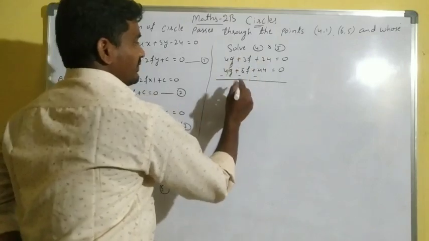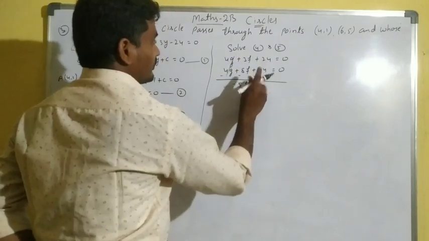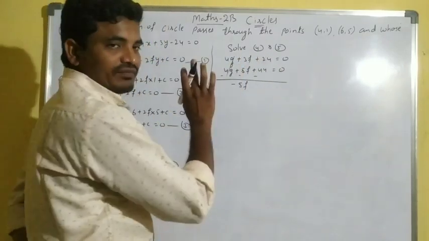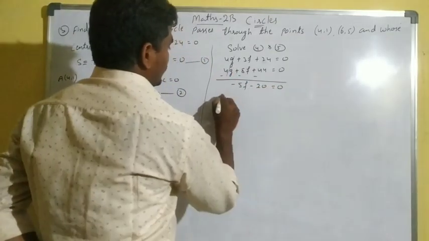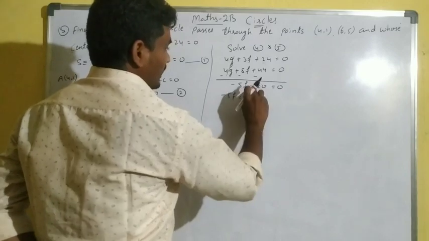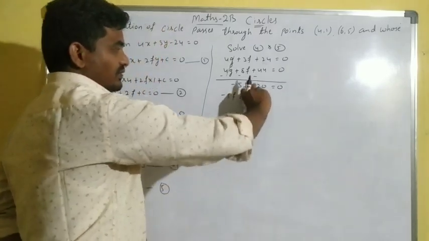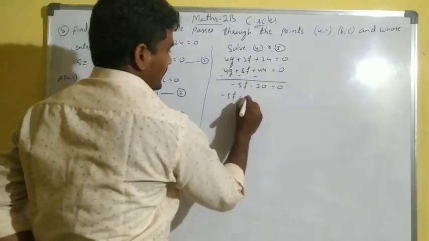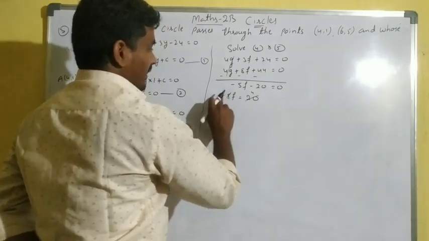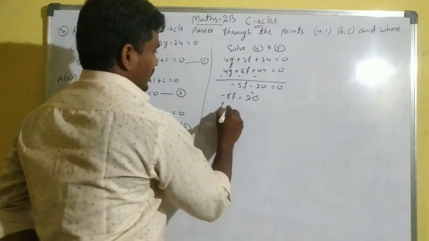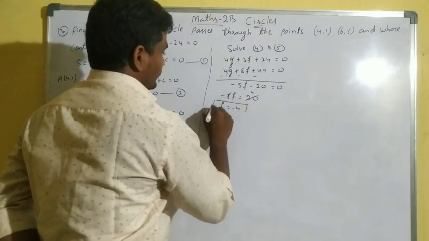3f minus 8f is minus 5f, and 24 minus 44 becomes minus 20 equals 0. Minus 5f equals minus 20. When you send it to the right side, it becomes plus 20. 5 fours are 20, and the minus goes to the right side. So f equals minus 4 we got here.